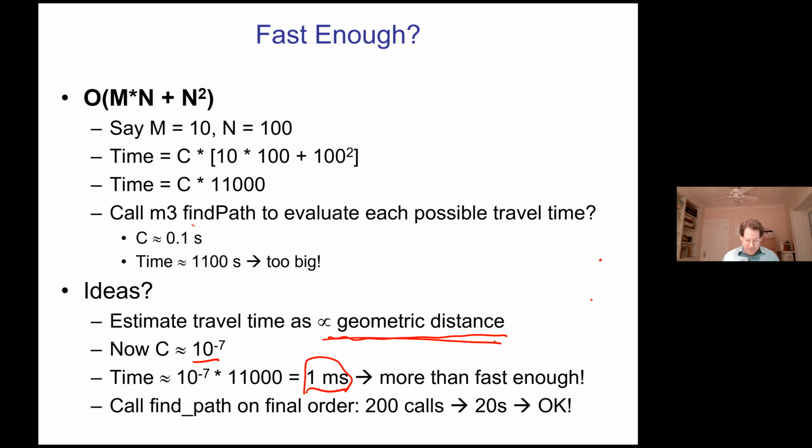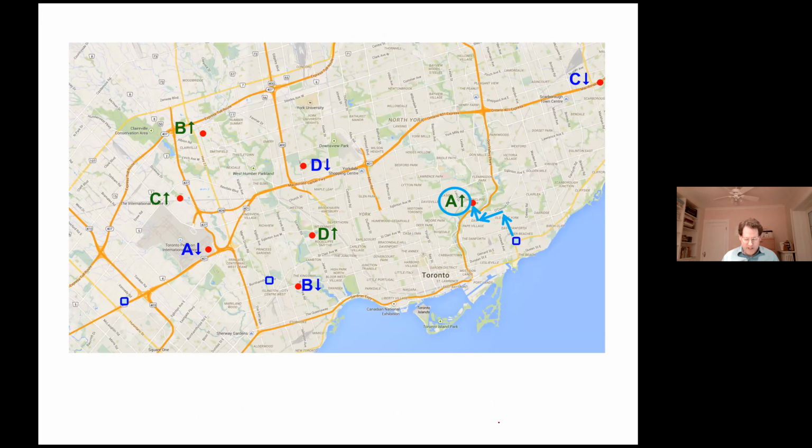So yeah, I'm going to get my delivery order really fast now. For my final step, I still have to connect all the deliveries together. I'll call find path on all these intersections to hook them up, and that's about 200 calls, but that's 20 seconds, which is well under my 50s, so I'm okay. So it's a practical algorithm, and it actually works reasonably well.